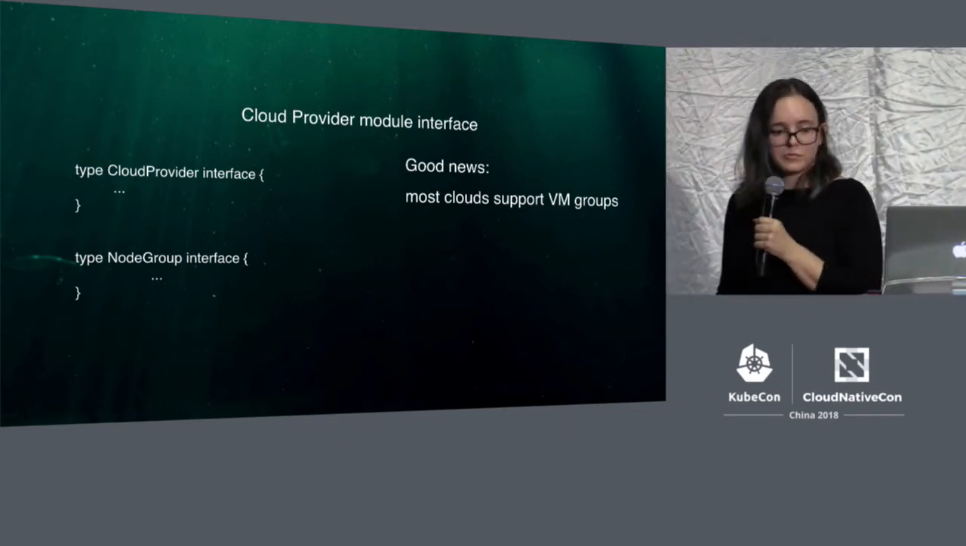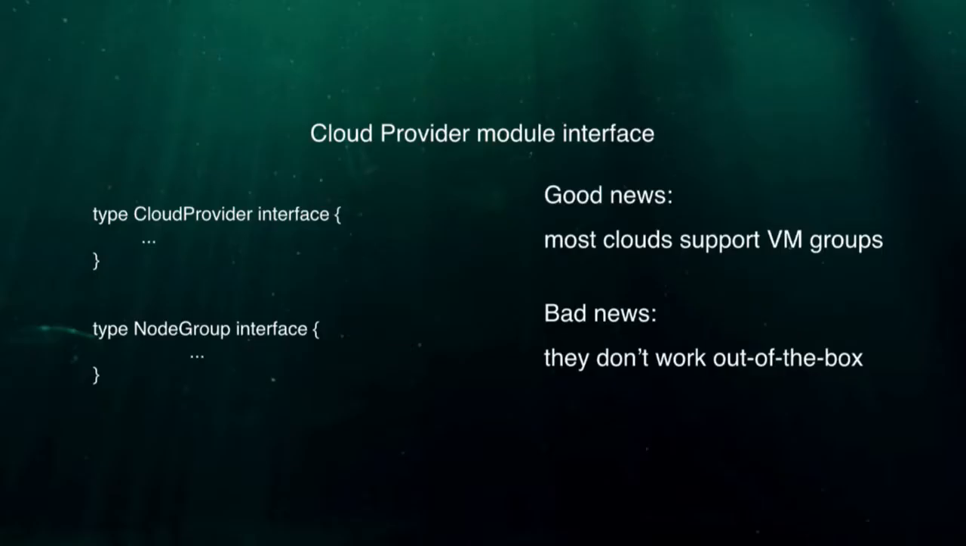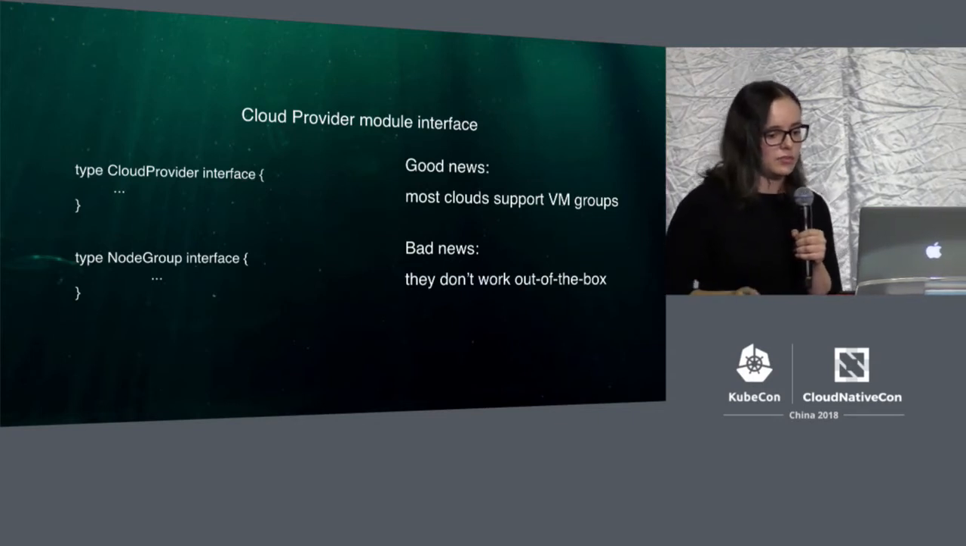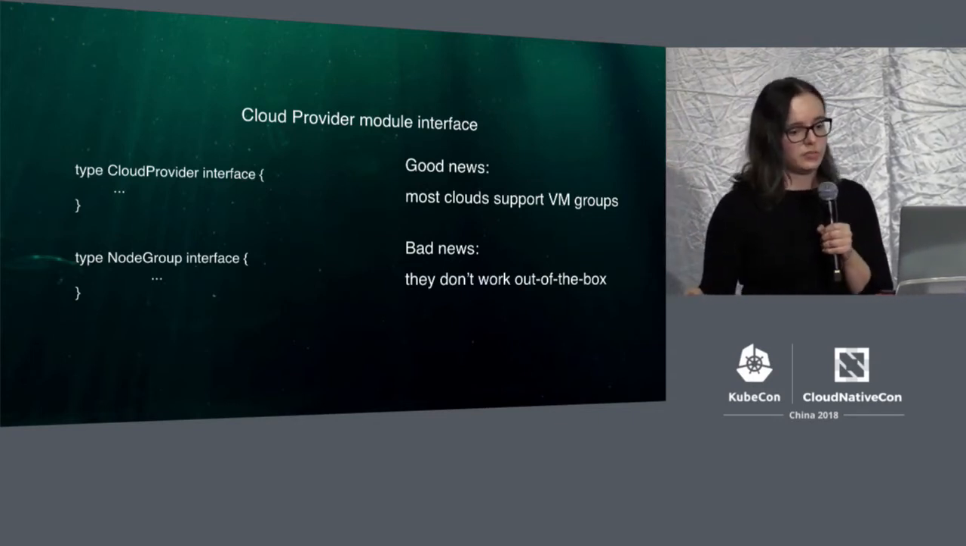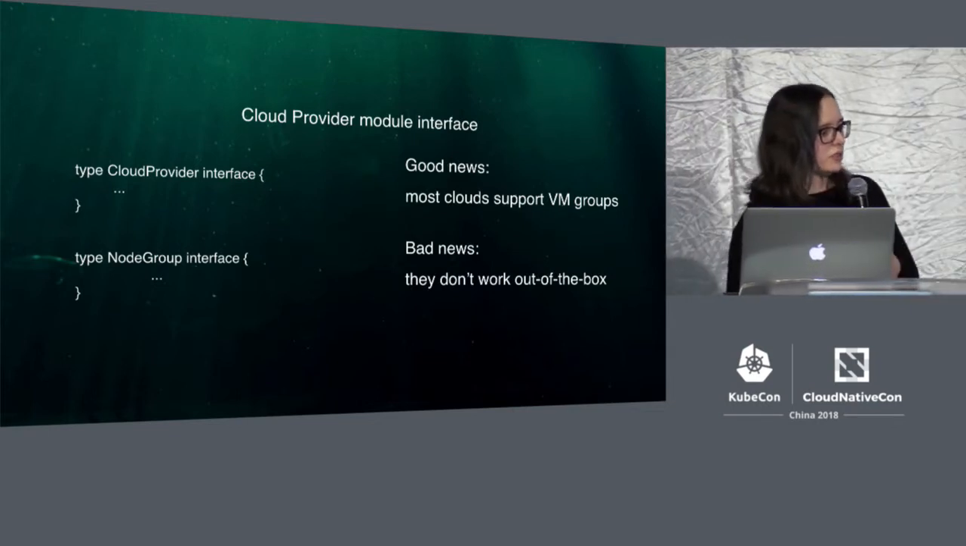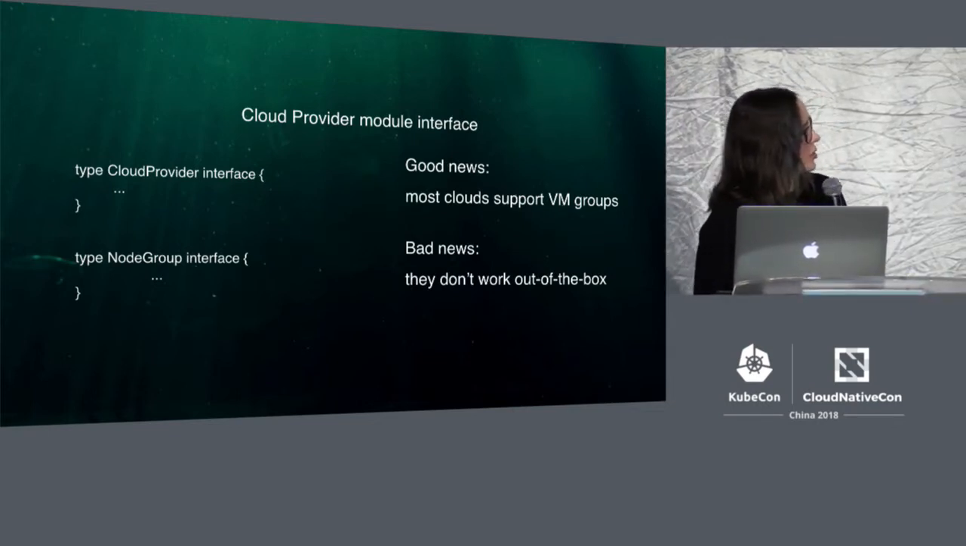So, as is usual with good news, it's followed by bad news. These groups work slightly differently for every cloud provider, but they rarely work out of the box with Cluster Autoscaler. It's mostly related to how these groups tend to limit the user's ability to control their machines. So let's have a look at what is required to make the node groups abstraction work for us.